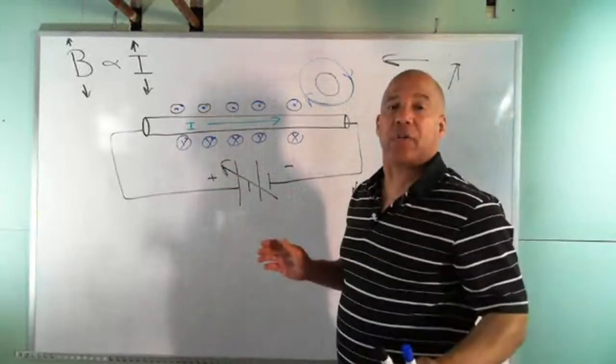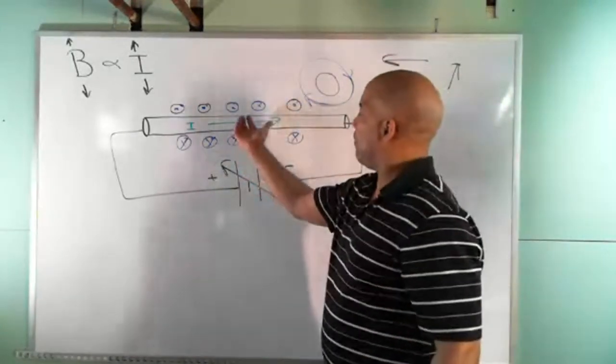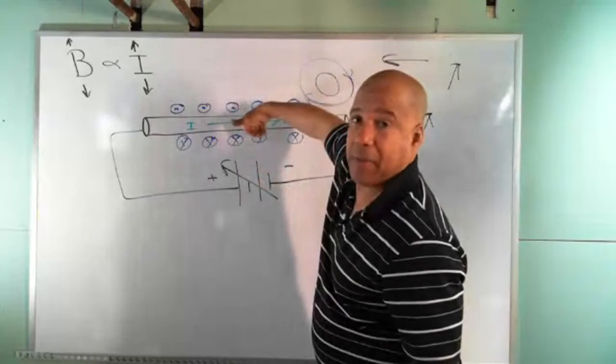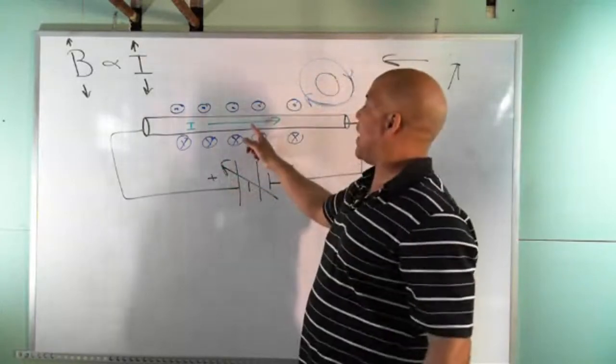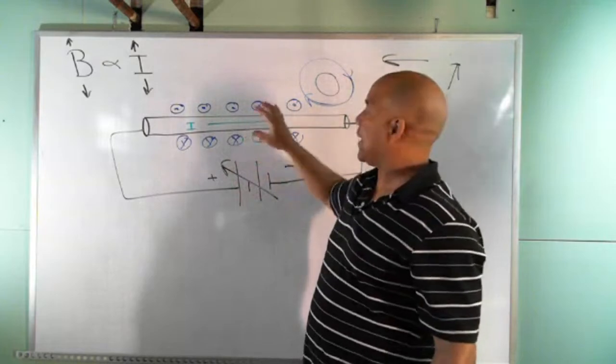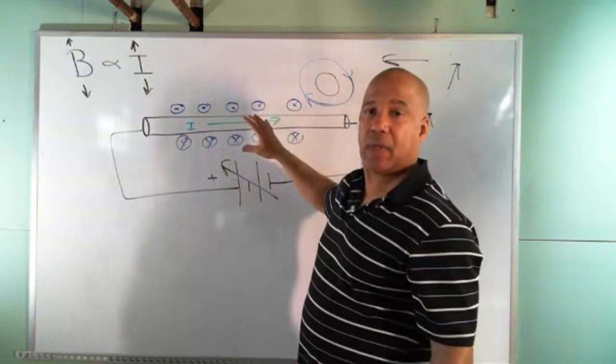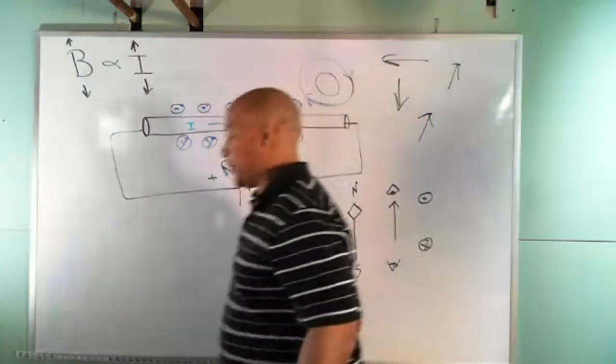What happens if I reverse the current? If I reverse the current, my dots move to the bottom and the X's move to the top. What happens if I increase the magnitude of the current? Well, I get a stronger magnetic field. So often what we do is this.